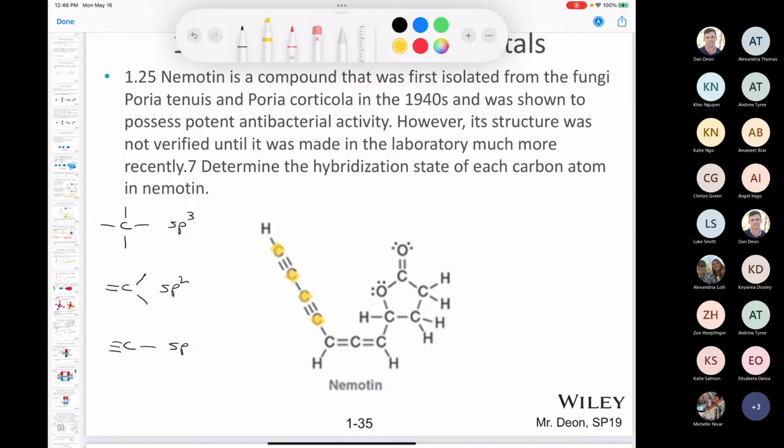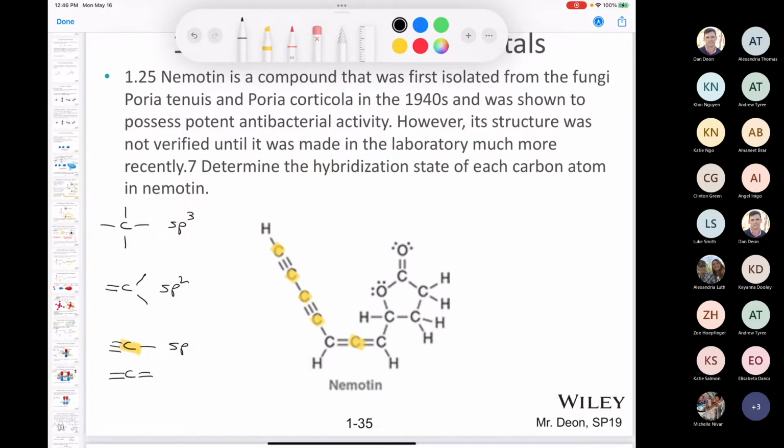Anybody? sp. Yeah, absolutely, they're all sp. Is there another carbon in there that's sp? There actually is. This one here would also be considered sp because it's surrounded by 2 sigmas and 2 pi's. So all the ones that are sp hybridized here, and you can put it like this. This would also be sp, 2 double bonds.